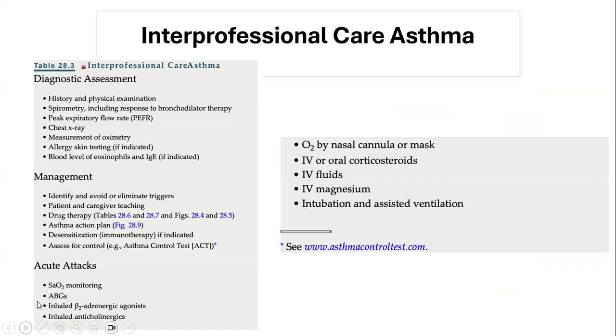Okay, next, this is the interprofessional care for patients with asthma.